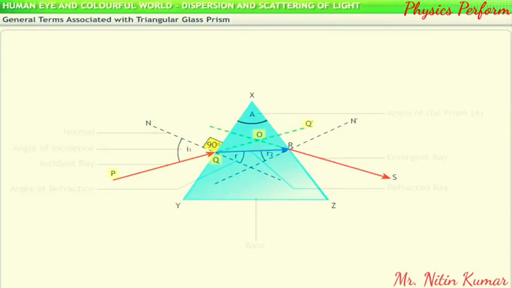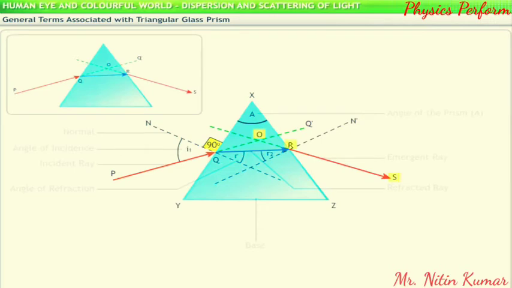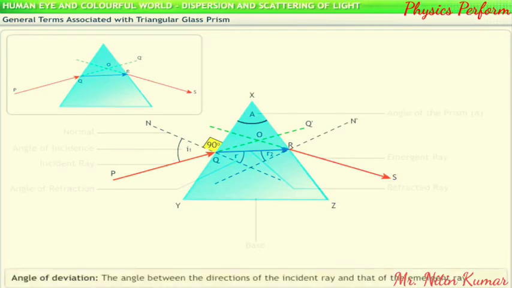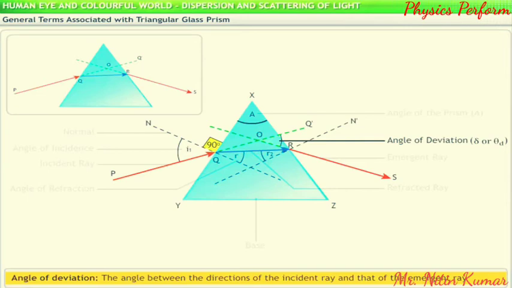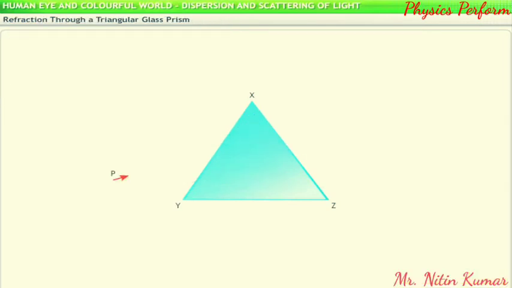In the absence of the glass prism, the incident light ray would follow the path PQOQ'. Due to the prism, the light ray emerges along the path ORS. Thus, the light ray deviates from its initial path. The angle between the directions of the incident ray and that of the emergent ray is called the angle of deviation and is represented by the Greek letter delta or the English letter d. Here, angle Q'OR is the angle of deviation.